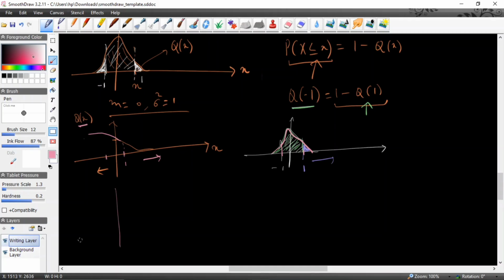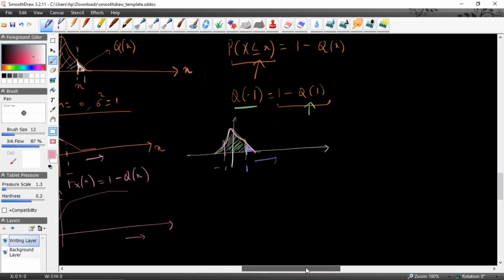Then the CDF of a Gaussian random variable, F_X of x, is nothing but 1 minus Q of x. So if this is Q of x, then 1 minus Q of x will be like this. So when x goes to infinity, this goes to 1, and when x goes to minus infinity, it goes to 0. So this is how you can find the CDF of this Gaussian random variable.